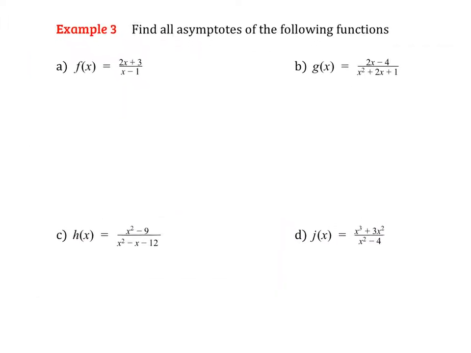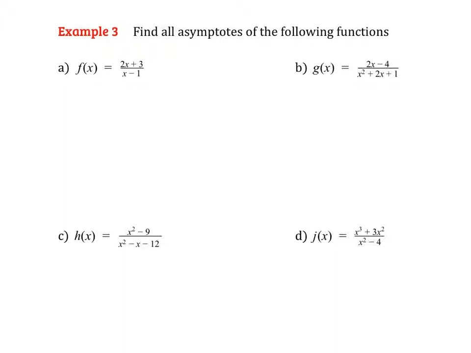Okay, so let's see if we can use those rules we just talked about to find the asymptotes, both horizontal or vertical, of the following functions. So remember, I like to always start with the vertical asymptotes because I think they're a little bit easier to find. We find our vertical asymptotes by looking at our restrictions. So in this case, I see a restriction at 1. So my vertical asymptote will be at x equals 1.